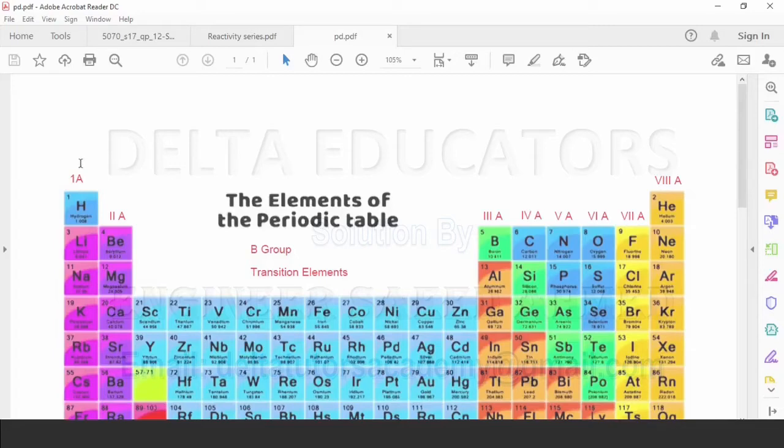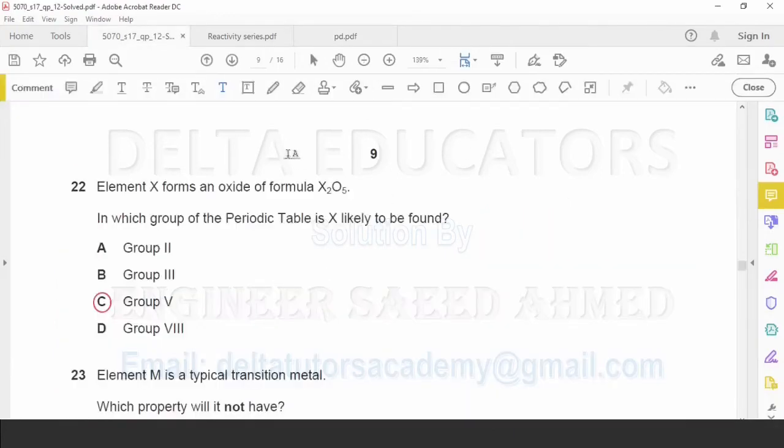So here in 1A group, in the last orbital there is 1 electron, in 2A group there are 2 electrons, in 3rd A group there are 3 electrons, in 4th group there are 4 electrons, in 5th group there are 5 electrons in their last orbital. Now here it is given X5. X5 means here in the last orbital of X, how many electrons? There are 5 electrons, so it belongs to group 5. Group 5 is given here in option C, so correct option, option C.